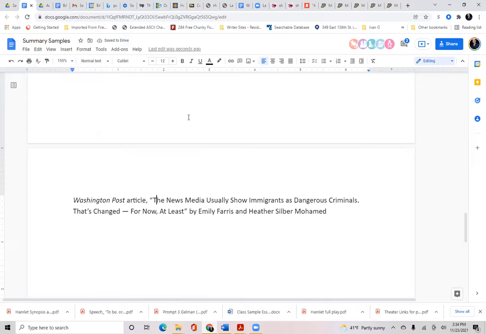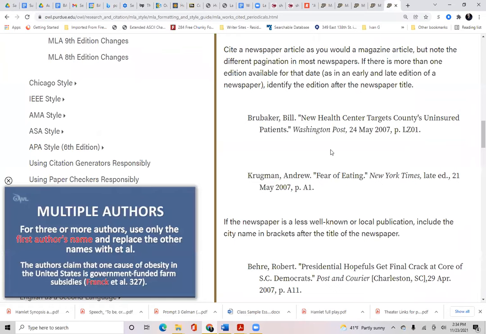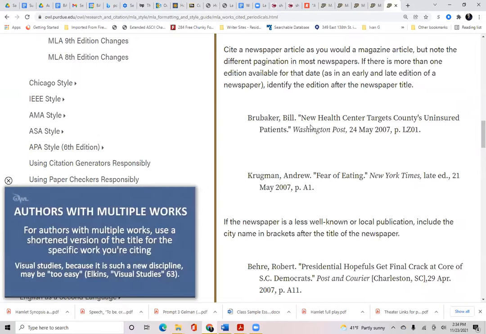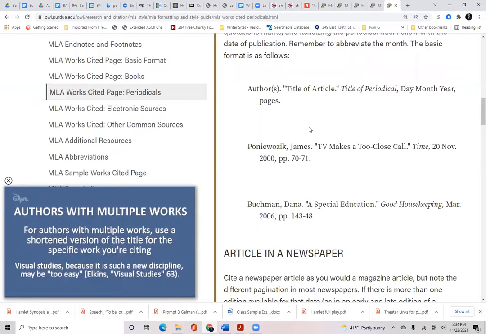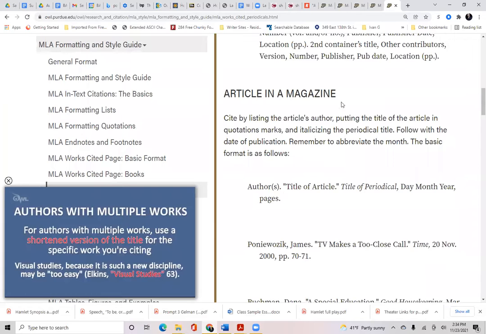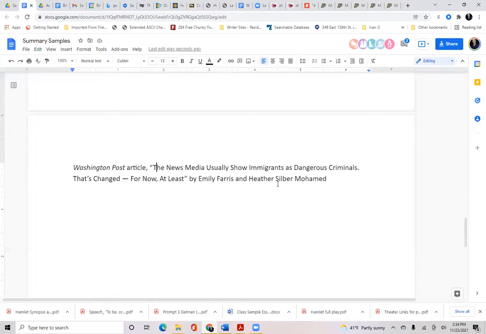Right? So if we follow the format, if we look here, the format is saying article in the newspaper. You just go up here: author or authors, title of the article. So if I go here, the authors are who? Emily Farris and Heather Silverman. Since Farris is alphabetically first, I'm going to start writing my annotation. So it's going to go Farris, Emily, because it's last name, first name, and Heather Silverman, right? And then we put a period, right?